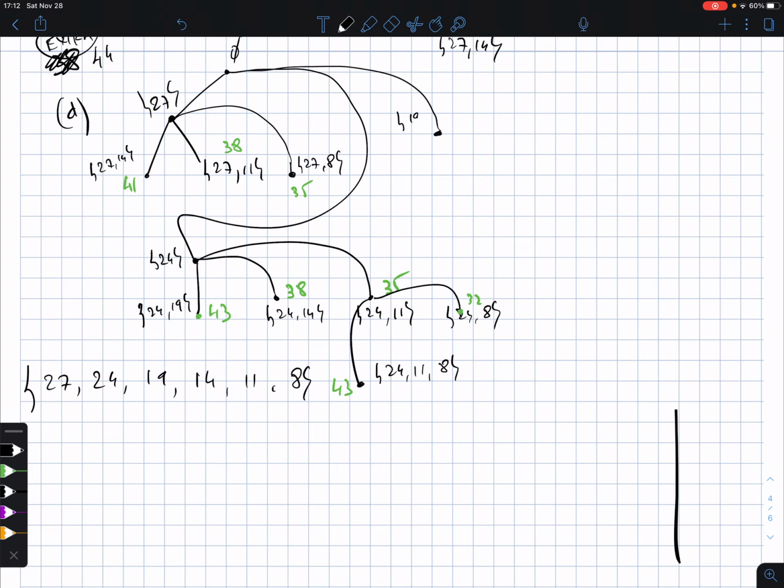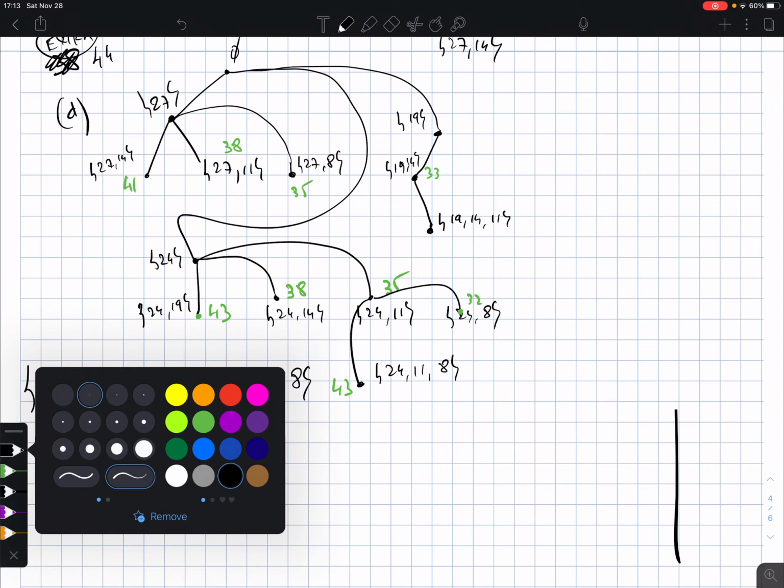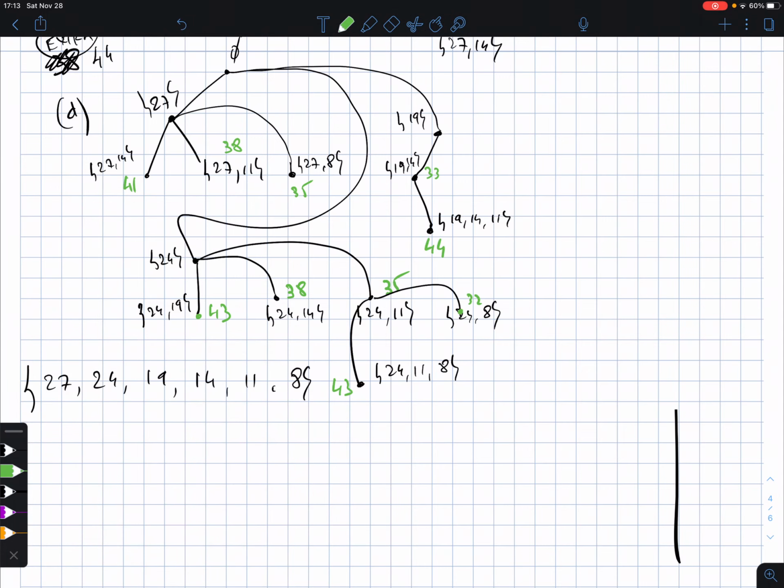So this is 19. Okay, what can I add to 19? Let's start with 14, yes. Okay, 19 and 14. So this is 33. Okay, and what is the next one I can now add to that? Can I go one lower? 33 plus 11. Oh, that's it. 19, 14, 11. I got 44. Okay, and so I found the solution.